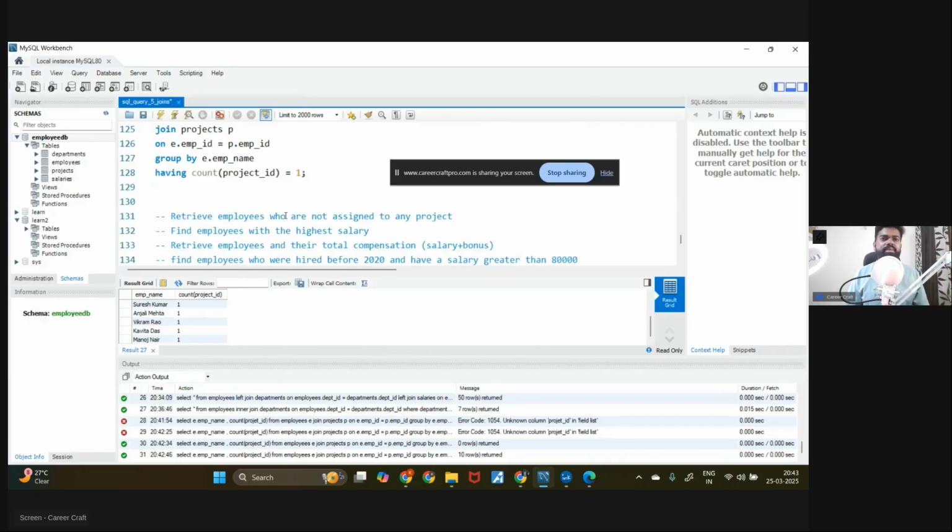This is relatively very simple. Retrieve employees who are not assigned to any project. Simple condition: where project ID is null. You can put it, everyone. Retrieve employees who are not assigned to any project. Quickly, guys.